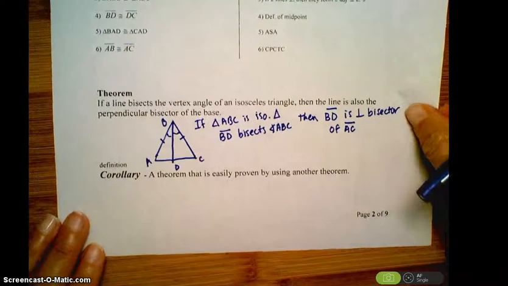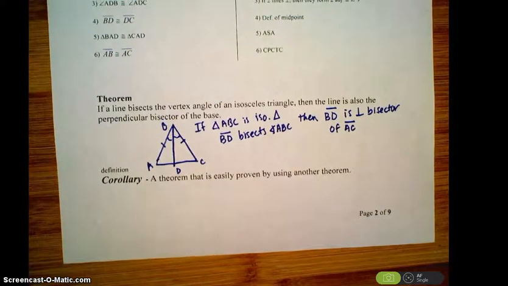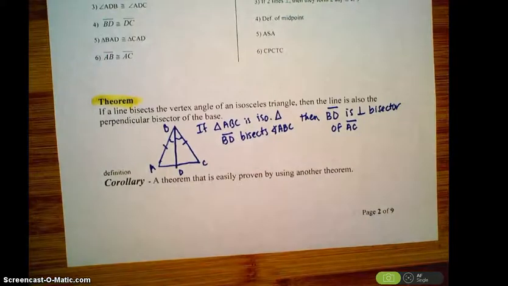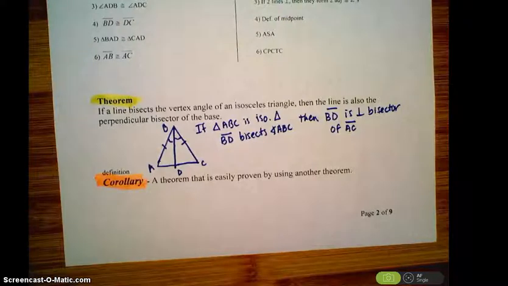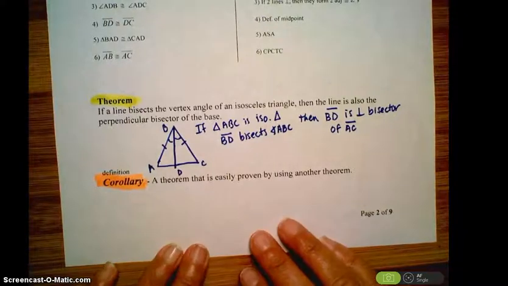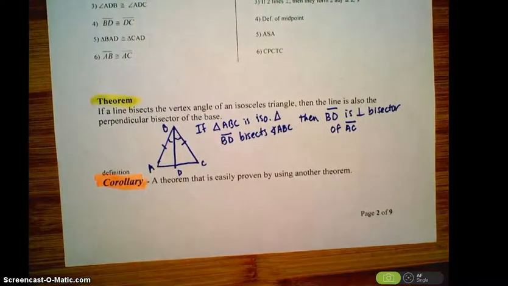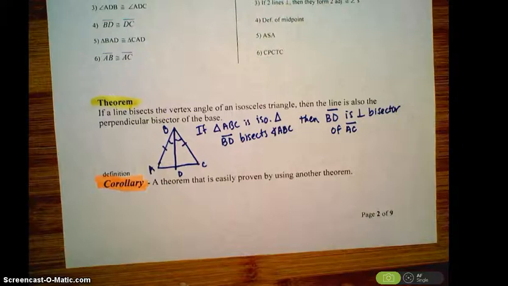At the bottom of the page, we have a definition for you, and that's a corollary. A corollary is merely a theorem that's easily proven from using other theorems. I consider corollaries kind of like baby theorems. They're not that important by themselves, but they use an important theorem, maybe adding two more steps to create it. That being said, we're going to move on to page 3 where we have some new corollaries to learn.